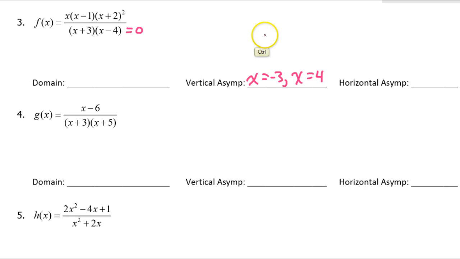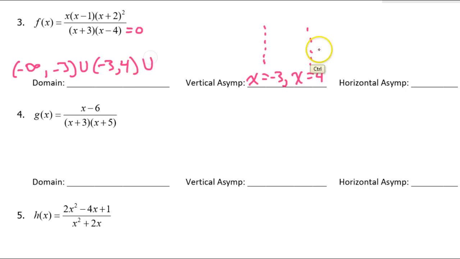Okay, because there's a vertical asymptote at negative 3 and there's one at 4. So the domain is going to be in 3 parts. It's going to be from negative infinity to negative 3. All right, there's my first asymptote. And then it'll be between the asymptotes, so union negative 3 to 4. And then it will continue after the asymptote, so that'll be from 4 to infinity. So there's the domain.